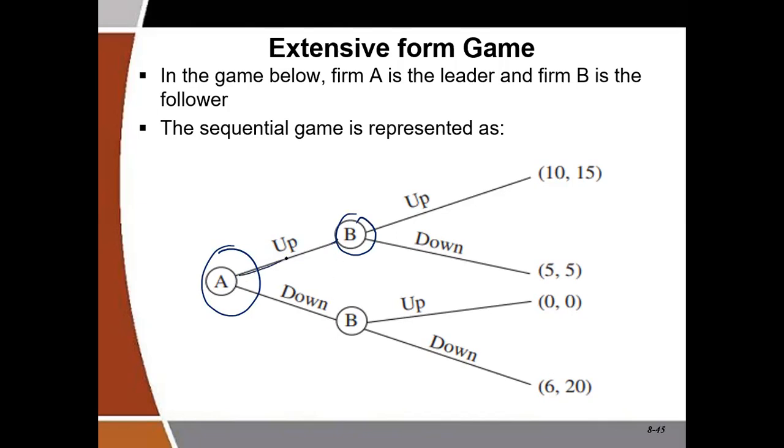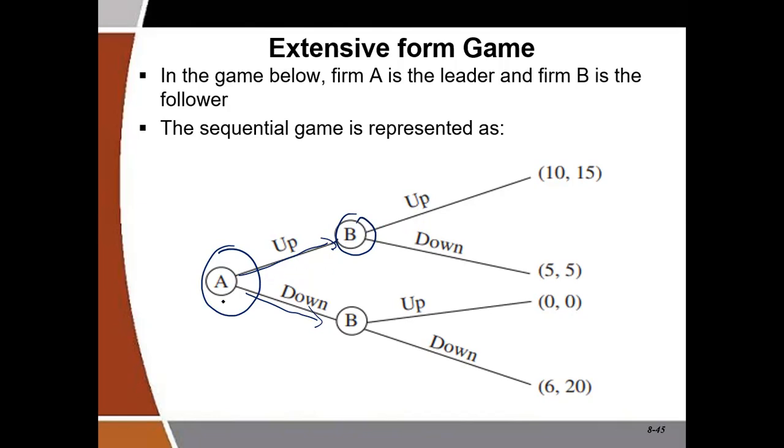So if firm A plays up, given that, firm B can also play up or down. On the other hand, if firm A plays down, given that firm A has played down, firm B can also play up or down. That is why we have to represent it in a probability tree, like given that.